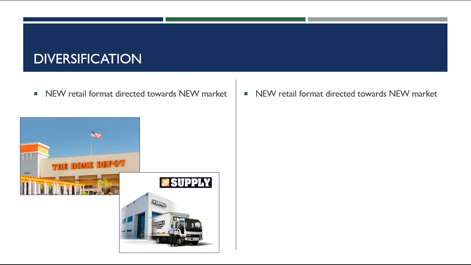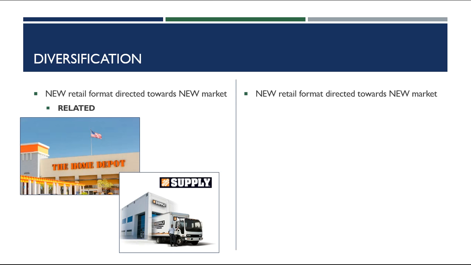All right, another way to grow is through diversification. Diversification is when you have a new retail format directed towards a new market. So this is completely changing everything about your retail strategy and also targeting a new group of people. There's related diversification, and then there's unrelated diversification. Related diversification is when a retailer's current target market and retail format share something in common. So maybe you're purchasing from the same vendors, or you're operating in a similar location. You might even use the same information system.